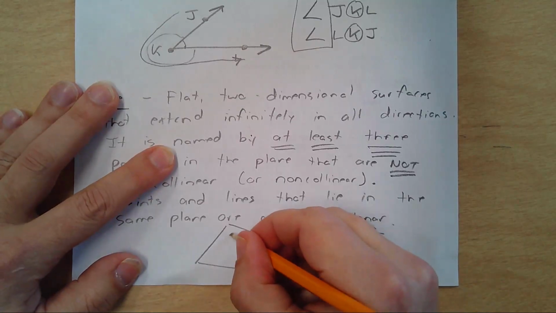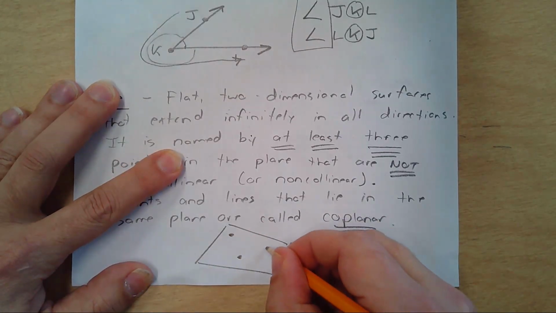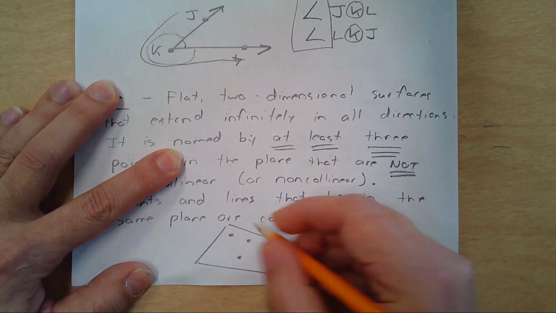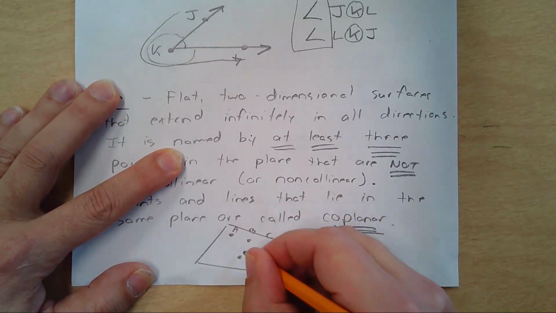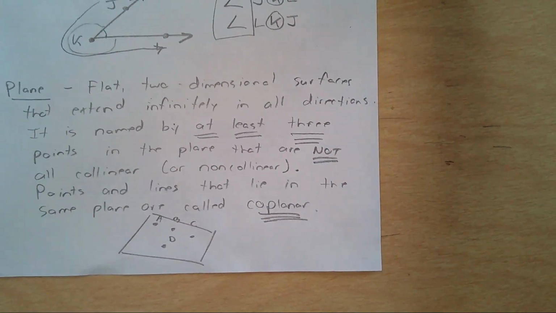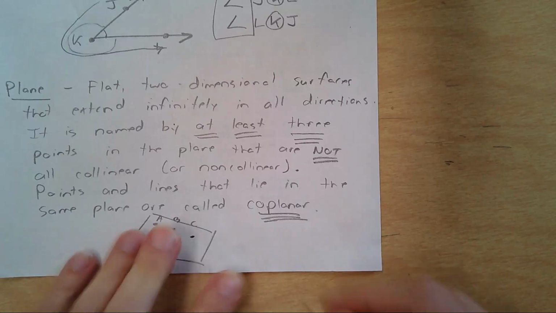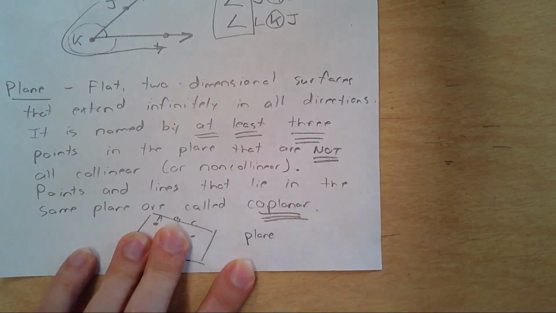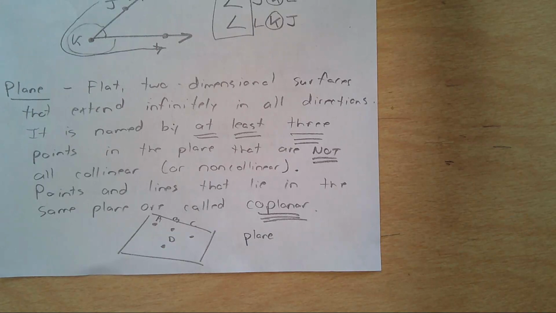So I could have A, B, C, D. So there's my four points there. To name this plane here, and again, there is no geometric symbol for plane. When it comes up, you usually just write the word plane out, such as this. There would only be one really wrong answer here. What would be my wrong answer? Anybody know?